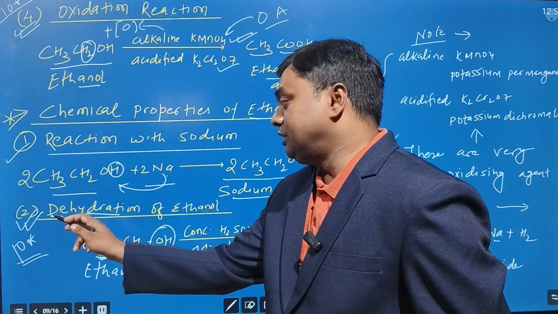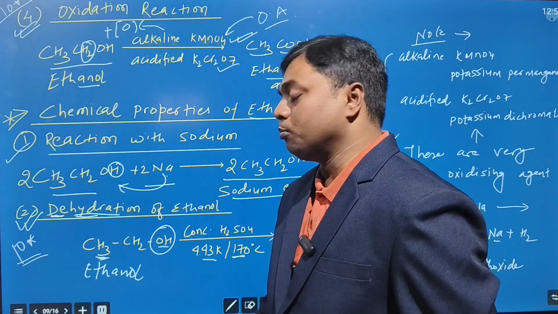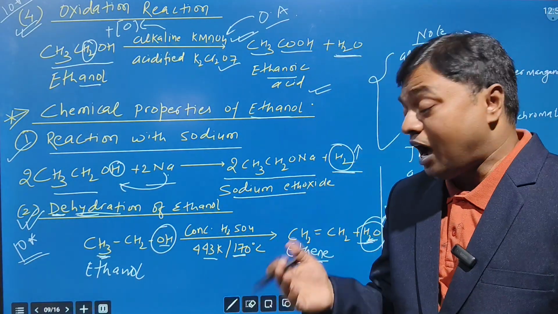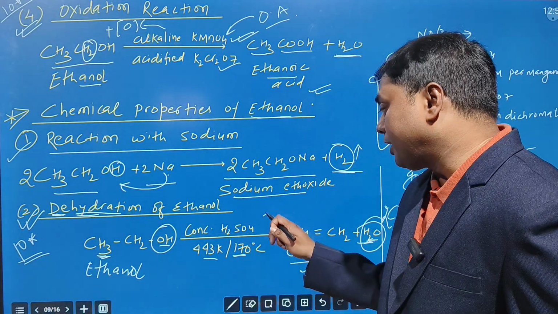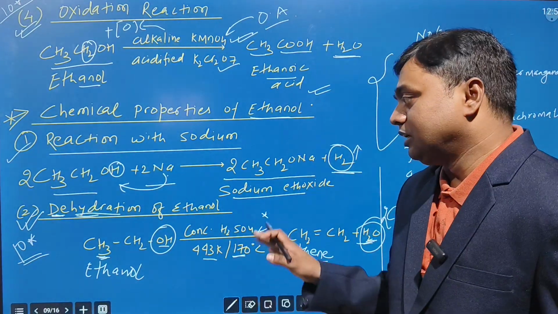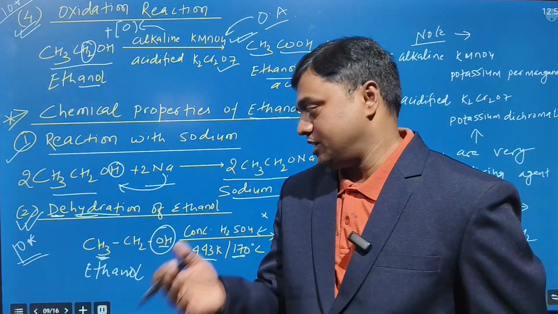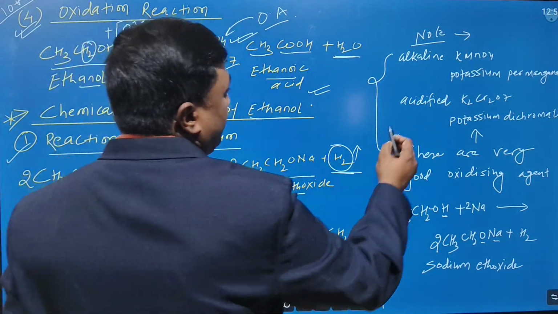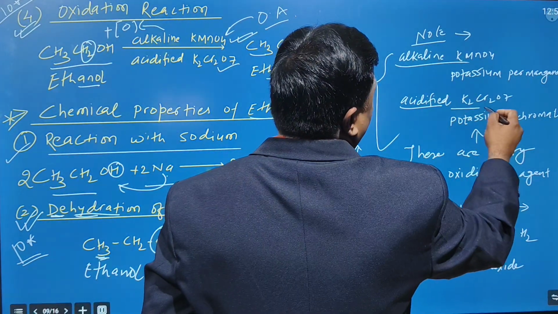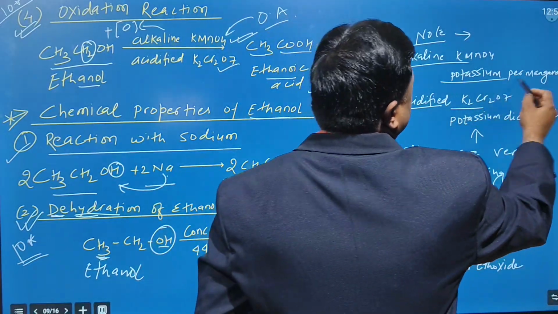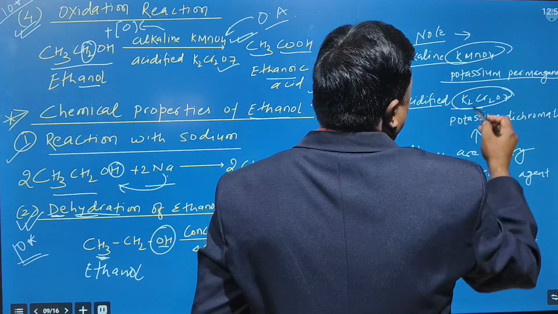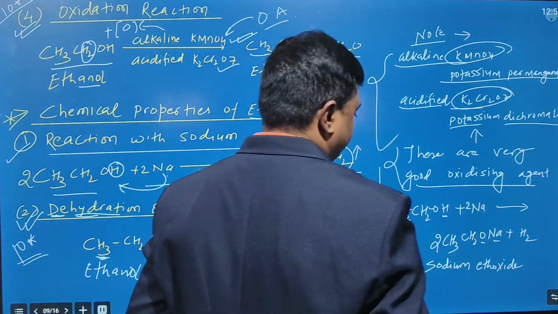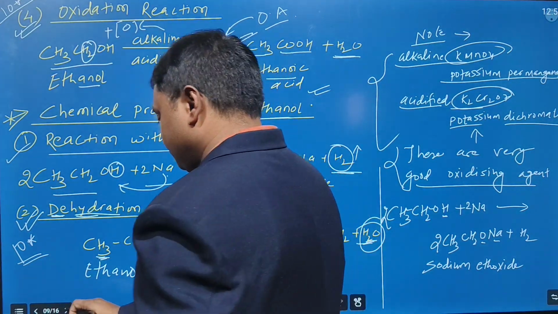The name itself, you see, de means removal, hydration means water molecule. In this reaction, the water molecule is lost. Yes or no? They may ask you in the board exam, what is the role of conc. H2SO4 in this reaction? So it acts as a dehydrating agent. Remember these 2 points: alkaline KMnO4 and acidified K2Cr2O7, that is potassium permanganate and potassium dichromate. They are very good oxidizing agents. Yes or no?